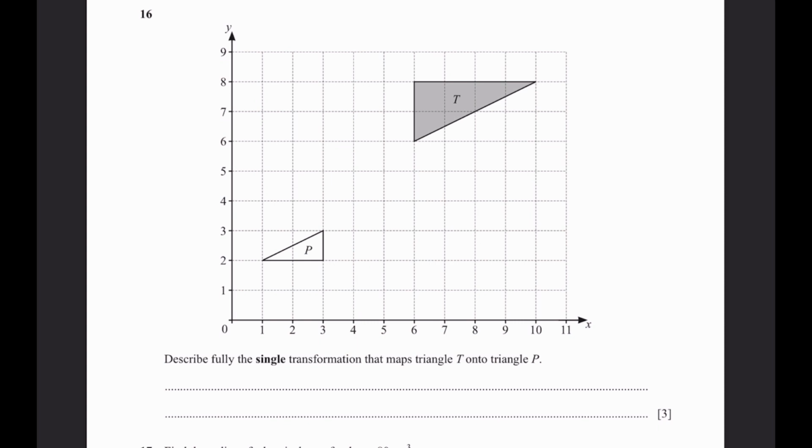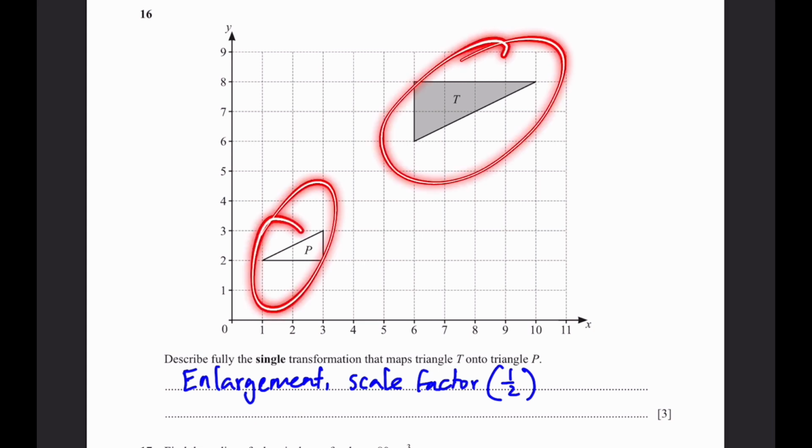Question 16. Describe fully the single transformation that maps triangle T onto triangle P. First thing we can see is triangle P is half the size of triangle T. That means it's an enlargement. That's the transformation. And we can say that the scale factor is half, because we are halving the size of T to get P.